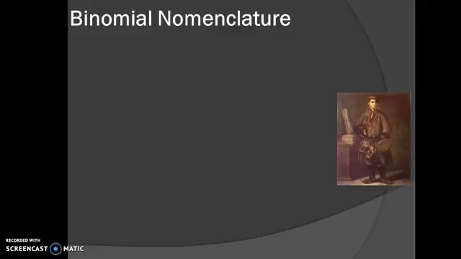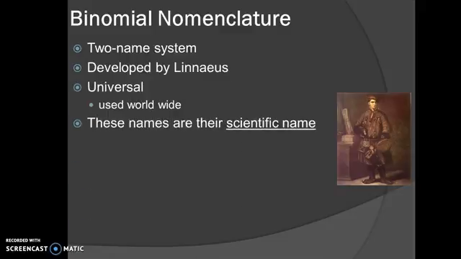Linnaeus also came up with the binomial nomenclature. Say that twice. Binomial nomenclature. Binomial nomenclature. Bi means 2. Nomial means names. And nomenclature is part of that word too. Binomial nomenclature is a 2-word scientific name for creatures. 2-name system. Developed by Linnaeus. It's universally accepted.